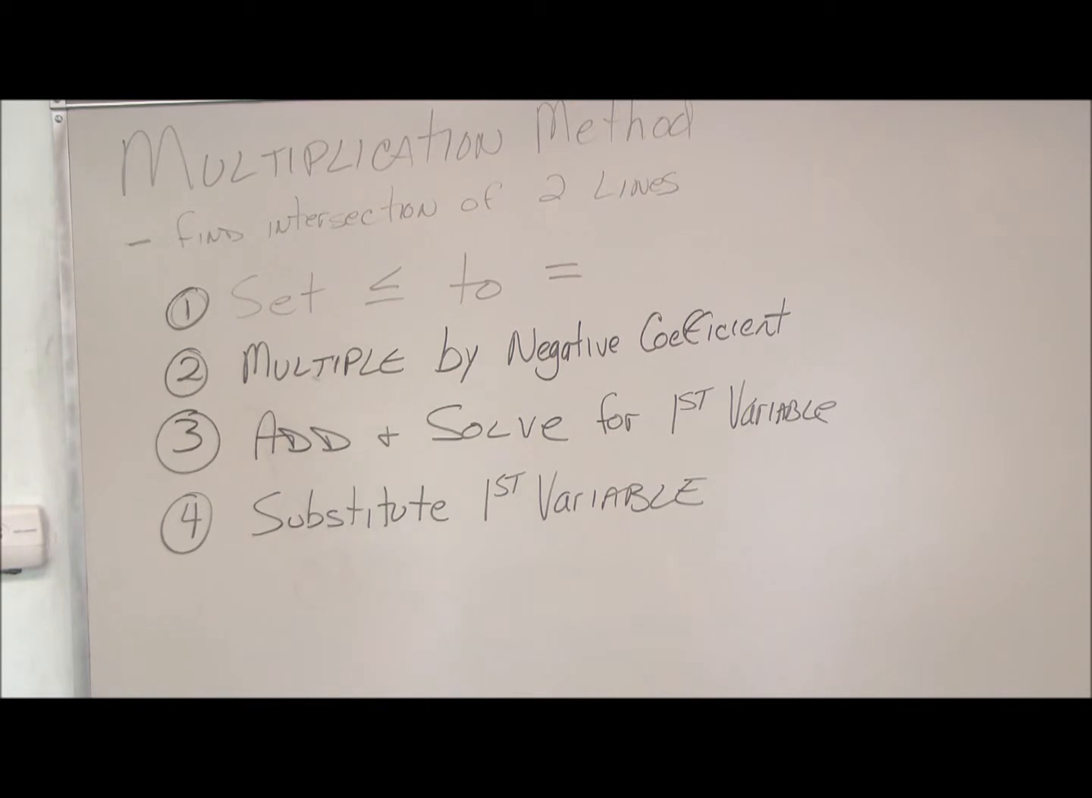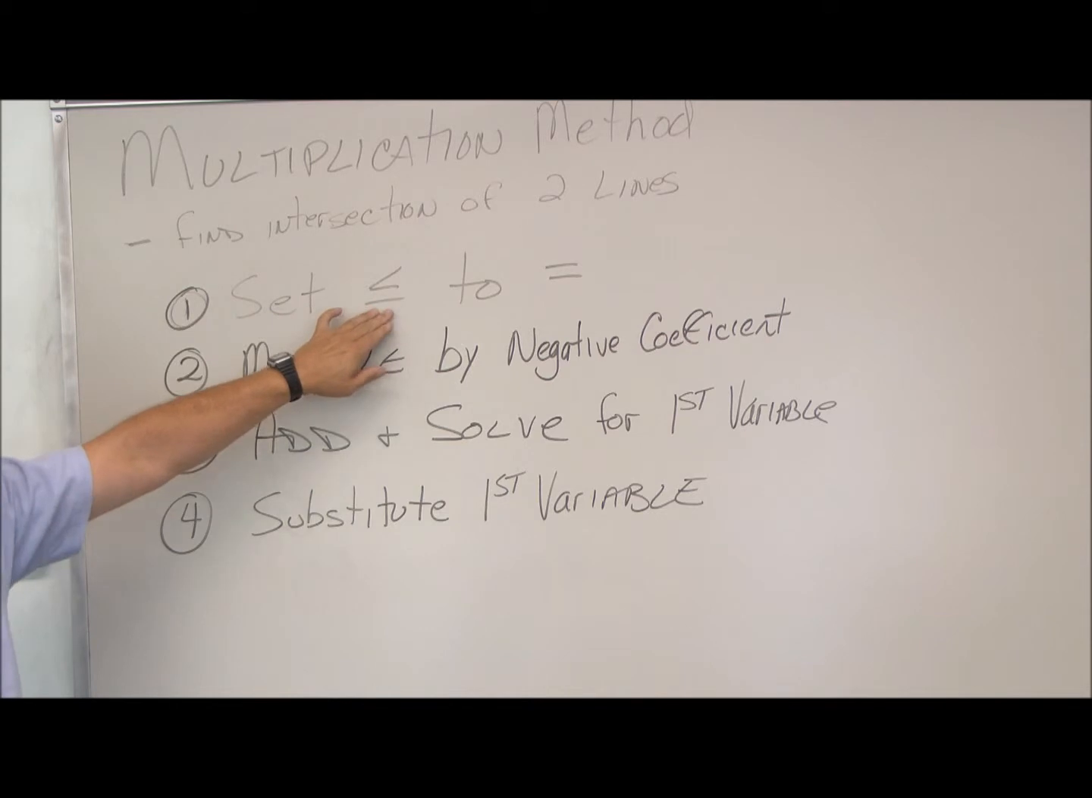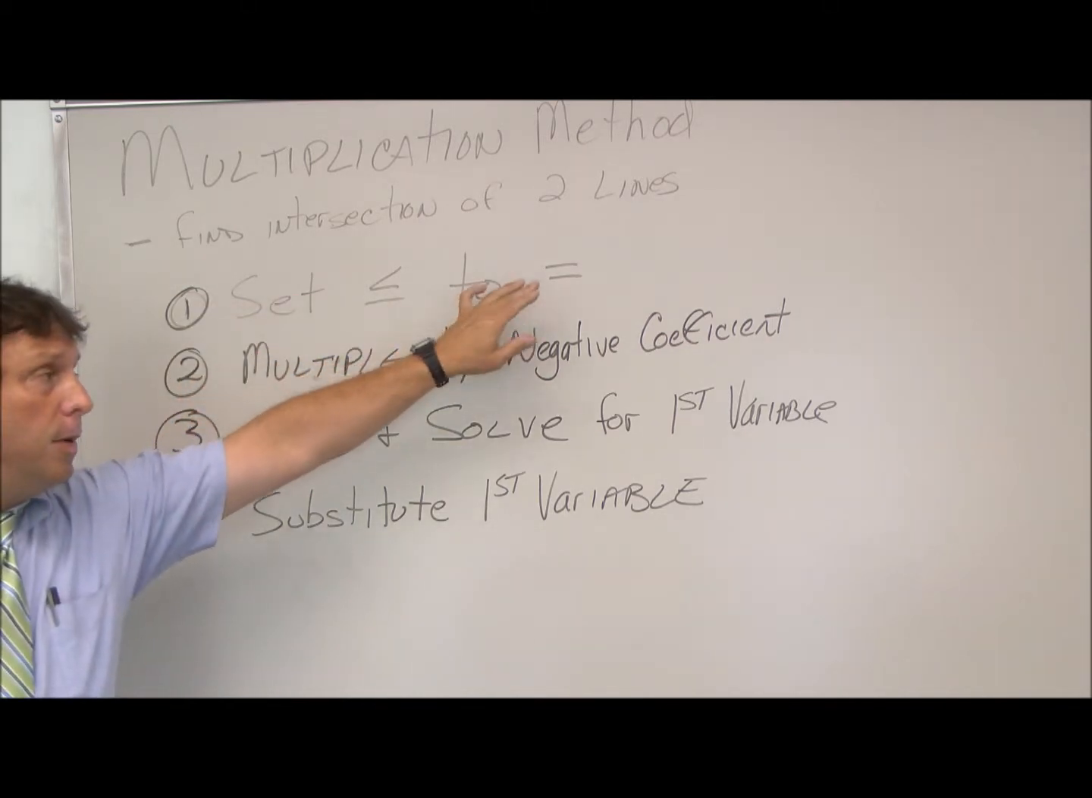Okay, now we're going to take a look at the multiplication method. The multiplication method is the same as the simultaneous substitution. We're trying to find the intersection of two lines. So it's just four straightforward steps. We set our inequalities to equalities, in other words, set either greater than or less than sign to an equals.